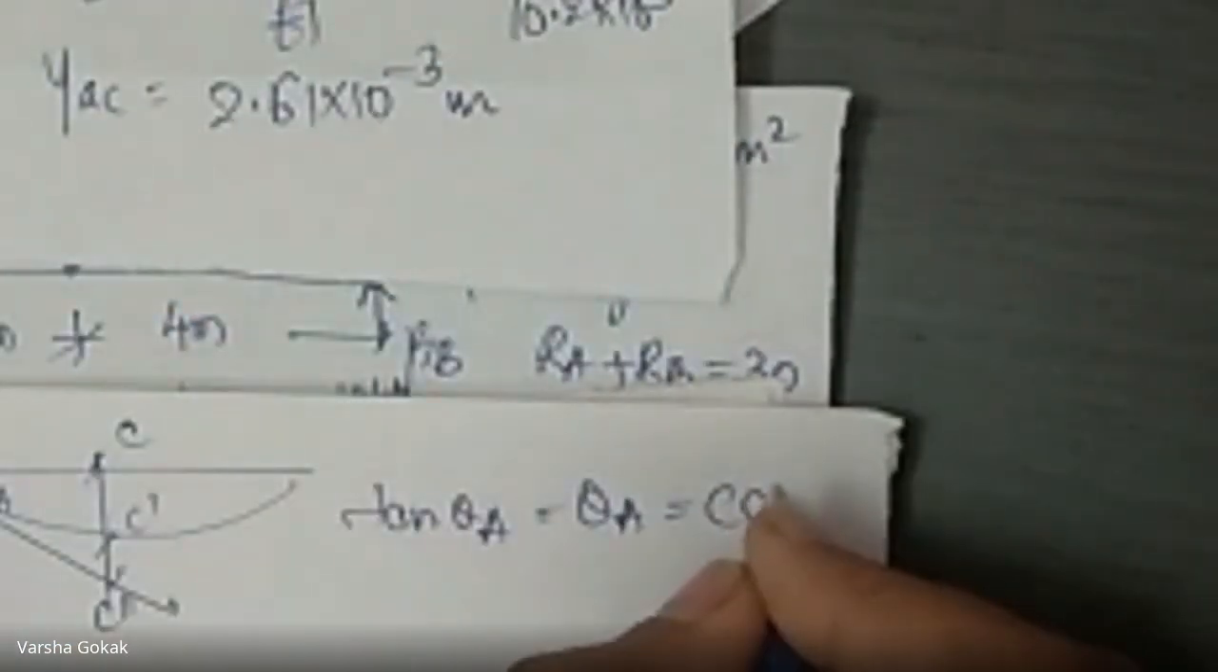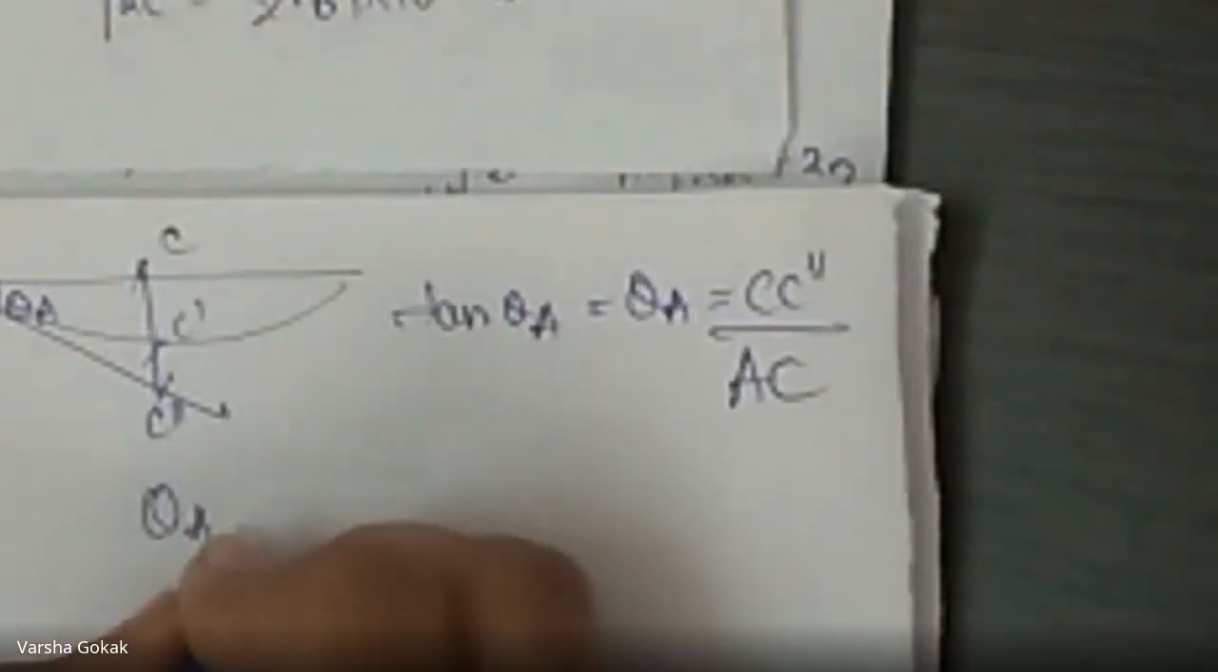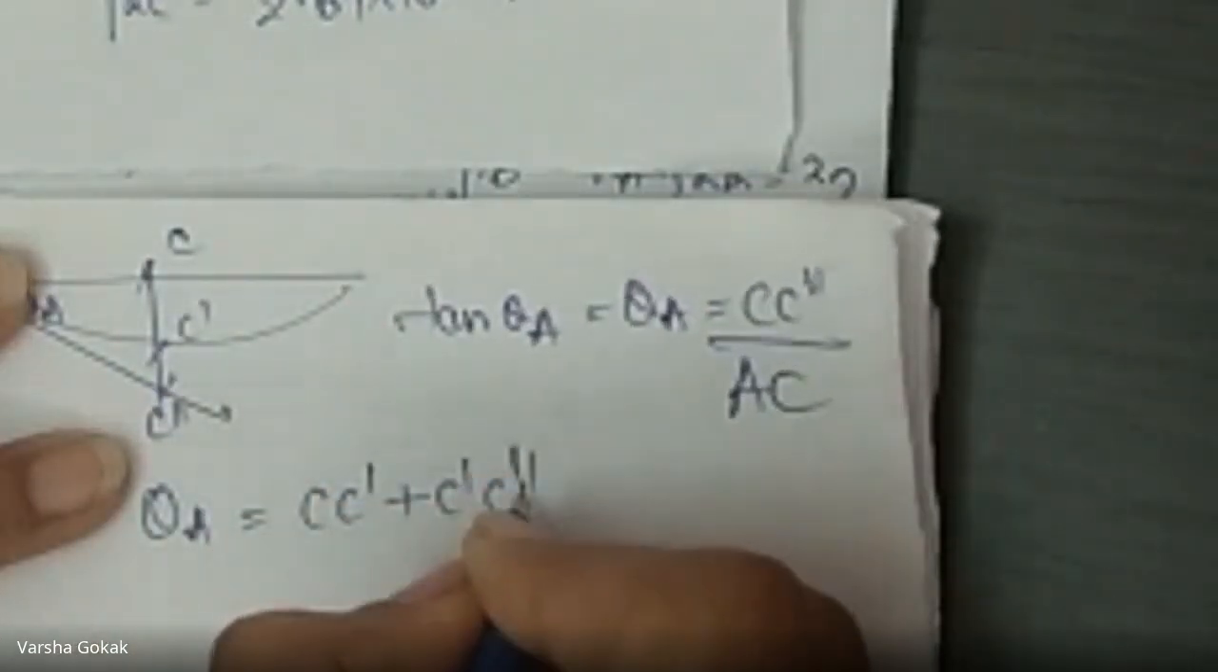Okay. Now what we will do, it looks like this. This is what we are using, and I'm interested in the C double dash, and this is C dash. This is our theta A. So tan of theta A will be equal to theta A, which is nothing but C double dash divided by AC. Correct? Now, theta A is going to be equal to C double dash, which can be written as C dash plus C dash C double dash, divided by AC length, which is 2 meters. So 2 into theta A will be equal to C dash plus C dash C double dash, which is nothing but your YAC.